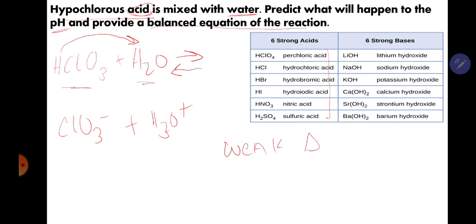And we'll see a weak change. If you ever see a triangle in front of something, that means change. It's also called delta, change in pH. Let's see. 3 hydrogens, 3 hydrogens. 3 oxygens, 3 oxygens. We're balanced. We're good.